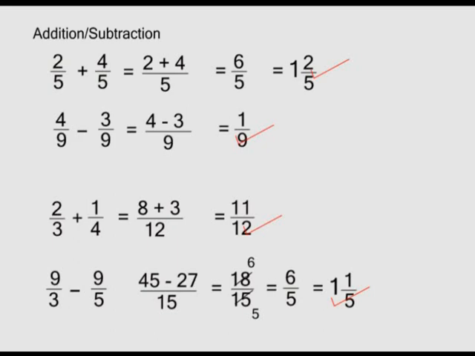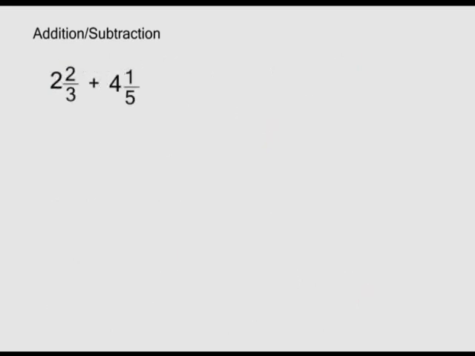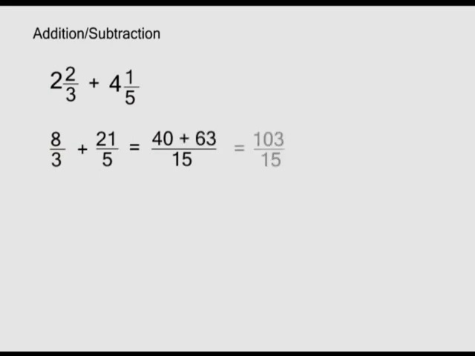When working with mixed fractions, it's safer to first convert them into improper fractions. 2 and 2 over 3 plus 4 and 1 over 5. Convert them first. 2 and 2 over 3 is equal to 8 over 3, plus 4 and 1 over 5 is equal to 21 over 5. LCM of 3 and 5 is 15. 15 divided by 3 is 5 times 8 is 40, plus 15 divided by 5 is 3 times 21 is 63. 40 plus 63 is 103 over 15. As a mixed fraction, that is 6 and 13 over 15.